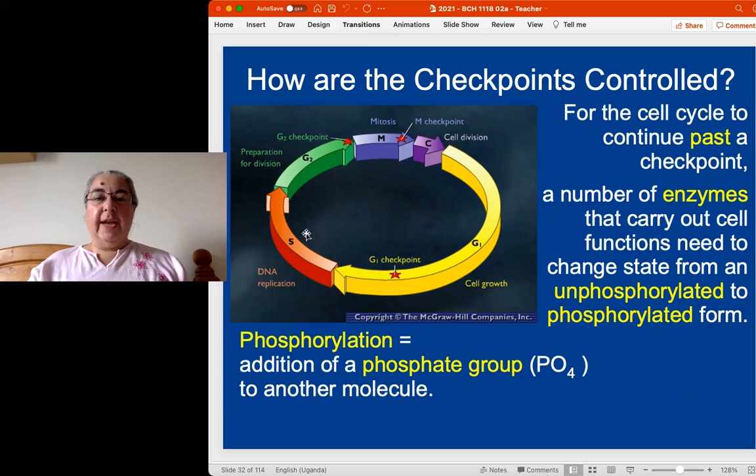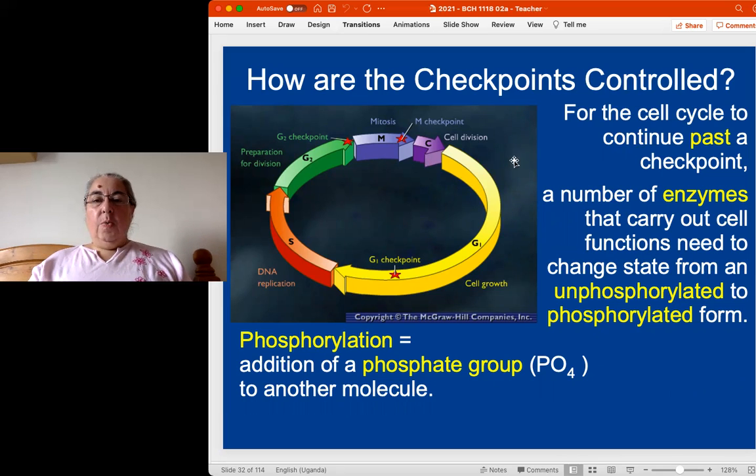So here's another diagram showing more or less the same thing, but with just a bit more detail on it. So here is G1 phase with cell growth happening, and here is the G1 checkpoint. Here is S phase with DNA replication happening, and the G2 phase with the G2 checkpoint, and here is mitosis with the M checkpoint before the cell can actually divide in cytokinesis.